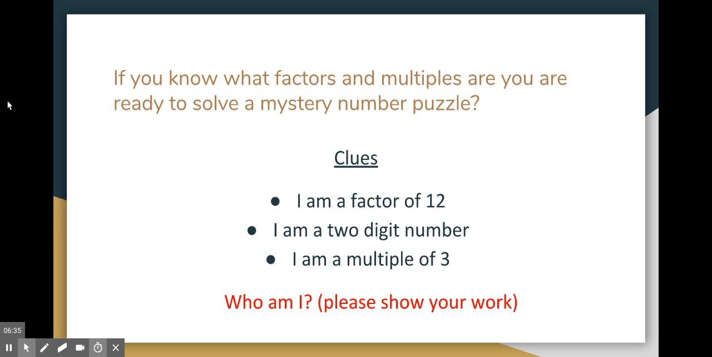So here are your clues. First clue, I am a factor of 12. Second clue, I am a 2-digit number. Final clue, I am a multiple of 3. Who am I? What mystery number? Please show your work and we will come around and review all of your work with you.